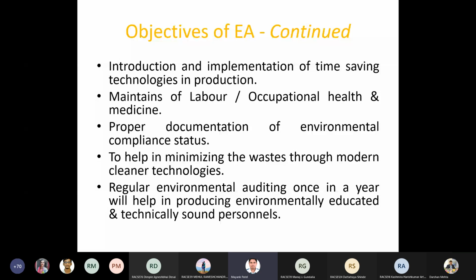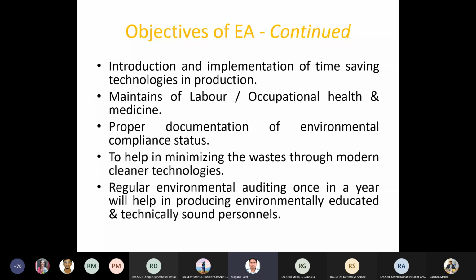Say for example, if they are producing more amount of product than they are allowed to, right? So these are all interlinked aspects that the auditor has to look into when they need to do this auditing, right? Then objectives of EA.